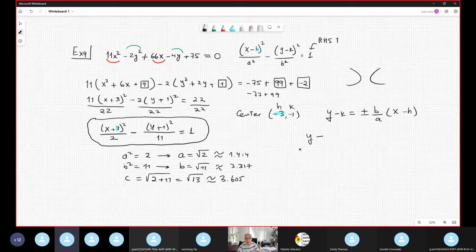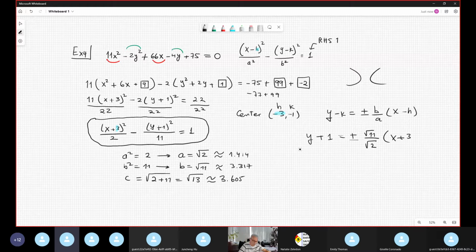is negative 1, double minus becomes positive. Plus and minus, and B and A is a weird number. It's radical 11, sorry, divided by radical 2. Now you can put it together if you want, but no, leave it like that. X minus H, that is 3.